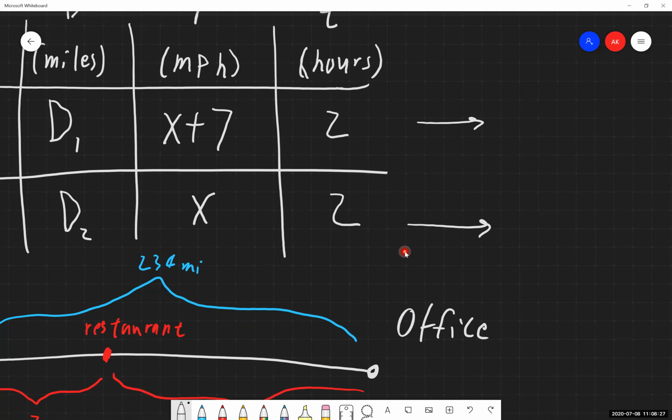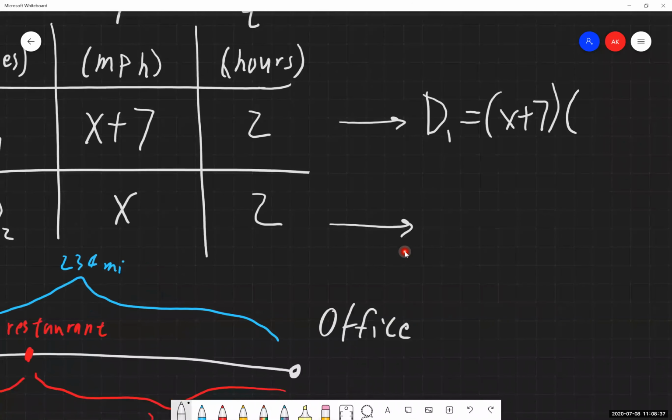So our first formula, the distance that Dwight traveled, so we have here. And then we have the distance that Mose traveled.